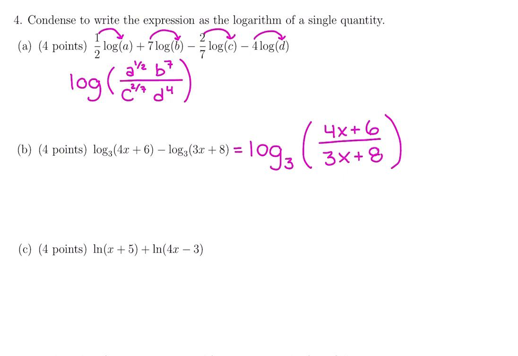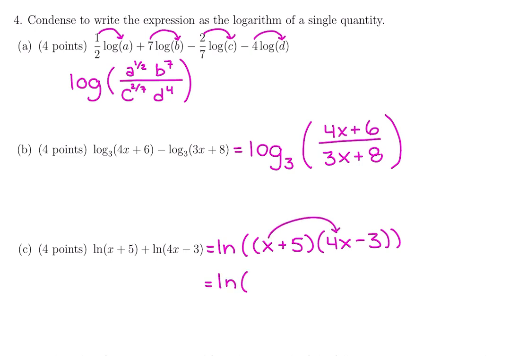Lastly, we have something added. We're going to put it all inside one ln. Addition means multiplication, so I'm going to take the x plus 5 and multiply it with 4x minus 3. This is kind of like our worst case scenario for condensing because we actually have to do some more work after we get it inside one log. We're going to simplify what's inside by FOILing it out or distributing.